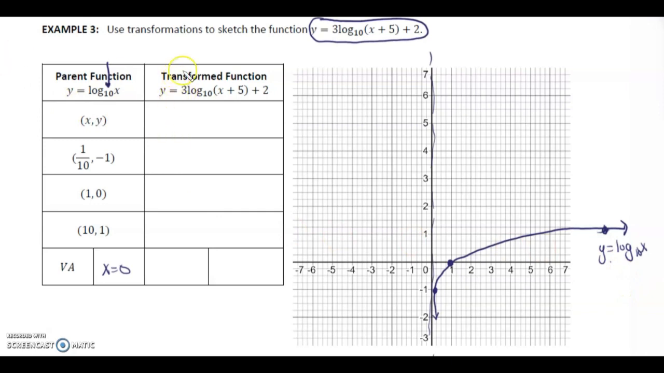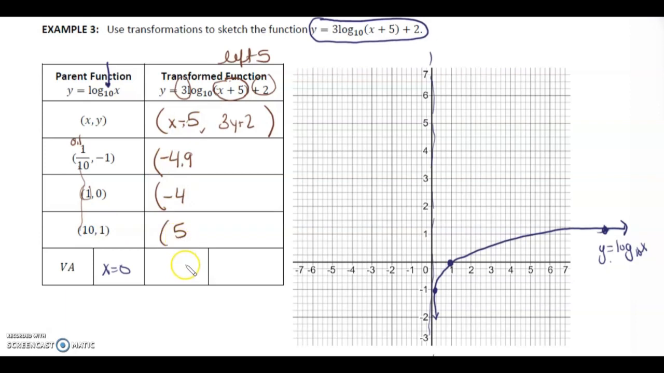Now let's do the mapping notation for the transformed function. The transformation that's attached to the x is just left 5. x plus 5, so it's going to be x minus 5 since we're going left 5. And the transformations that are applied to the y are 3 and then a plus 2. So 3y plus 2. So this is essentially 0.1. 0.1 minus 5, we get negative 4.9. Let's go down all the x values. 1 minus 5, we get negative 4. And 10 minus 5, we get 5.